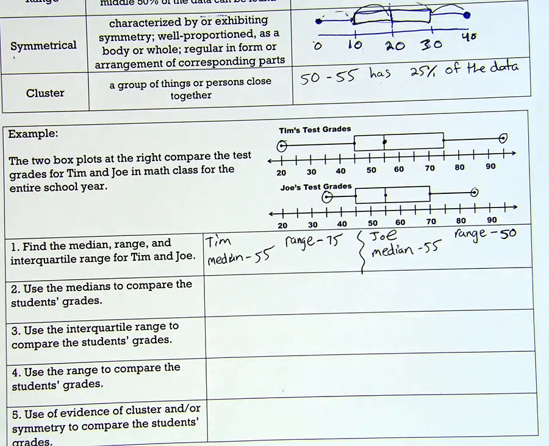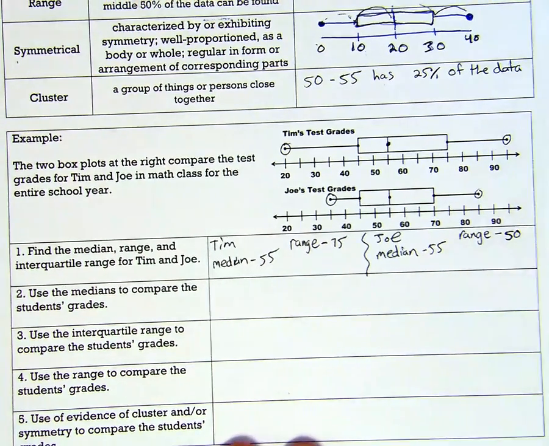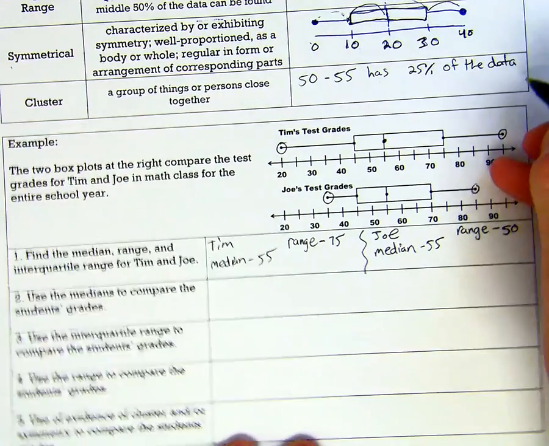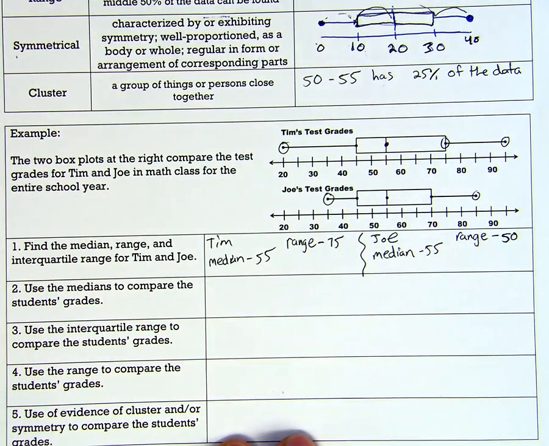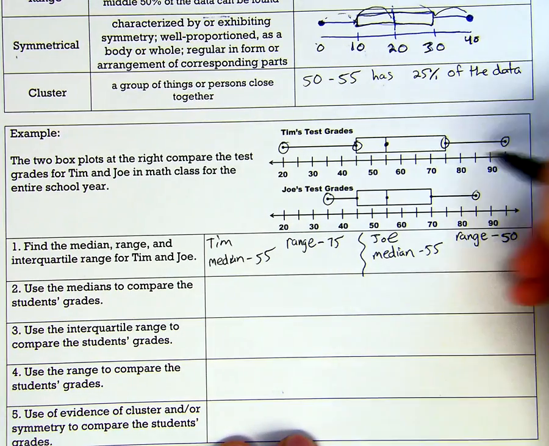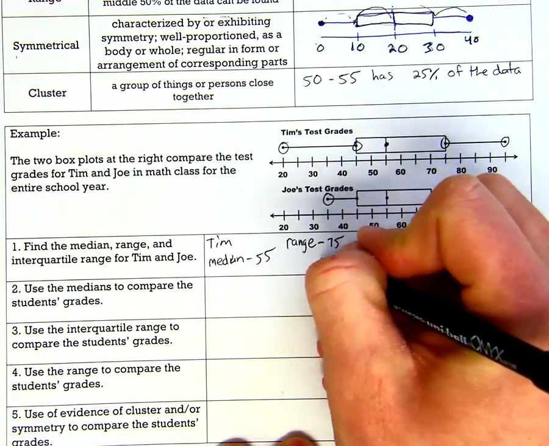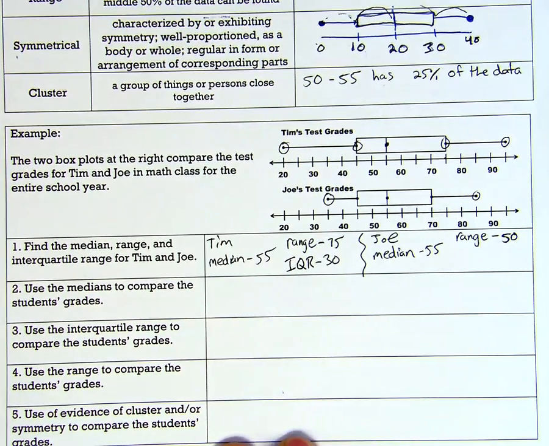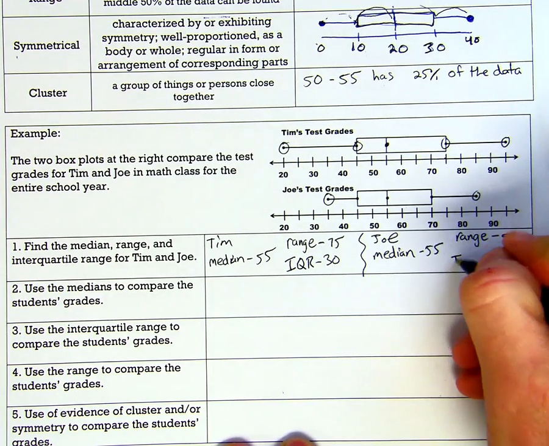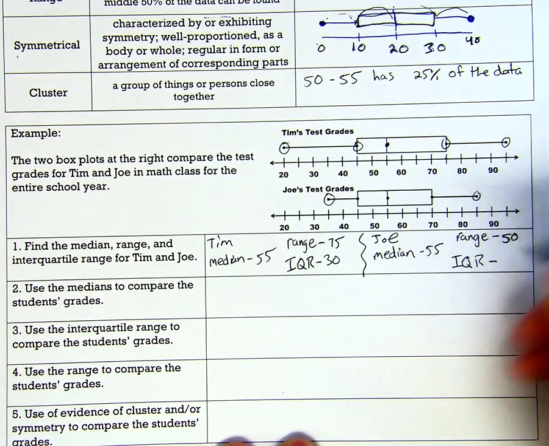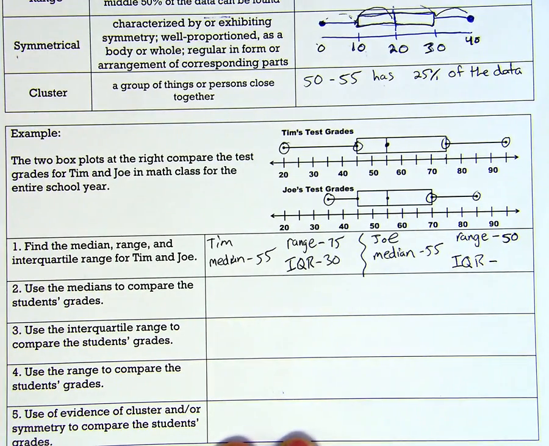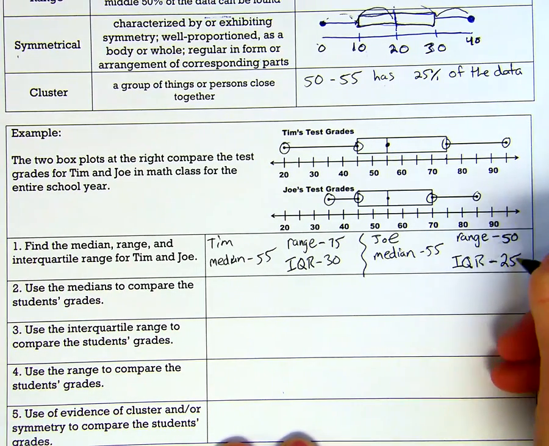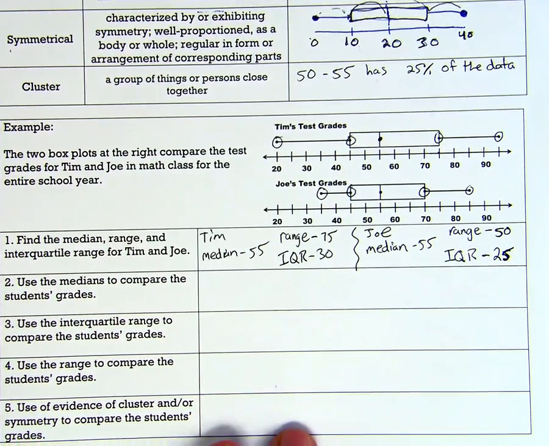Alright, and then we have the interquartile range. Remember, this is the difference between my quartile 1 and quartile 3. So for Tim, I have a quartile 3 of 75 and a quartile 1 of 45. 75 minus 45 is 30. I'm just going to write interquartile range, IQR. Then for Joe, he has a 70 for his third quartile and a 45 for his first, giving him an interquartile range of 25.